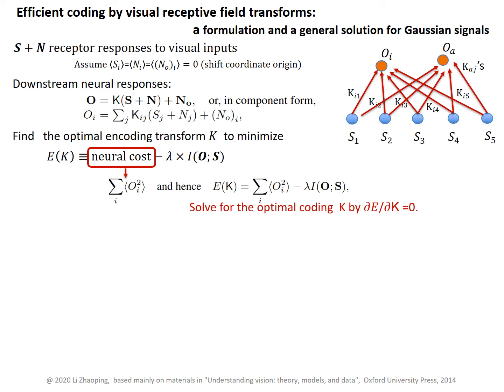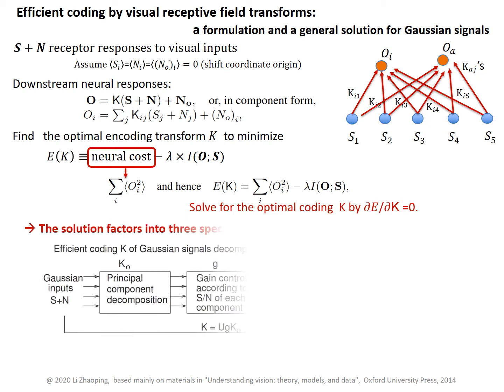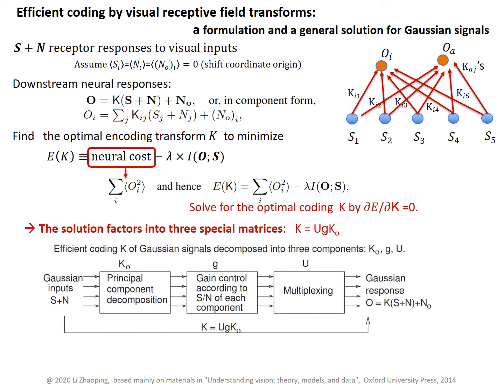Okay, we're going to omit the details of the derivations, but in the end, the solution K that minimizes Ek really comes out as a multiplication of three special matrices. The first one is the matrix Ko, and this matrix Ko is to diagonalize the input signal correlation matrix, so it does the principal component decomposition on the input signals. So this matrix is completely determined by the correlations between the input signals.